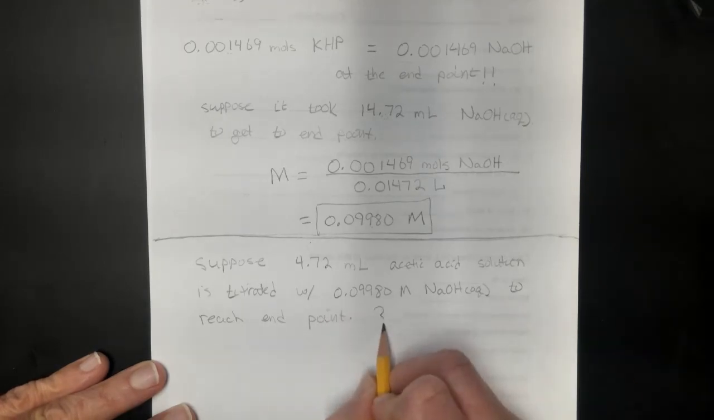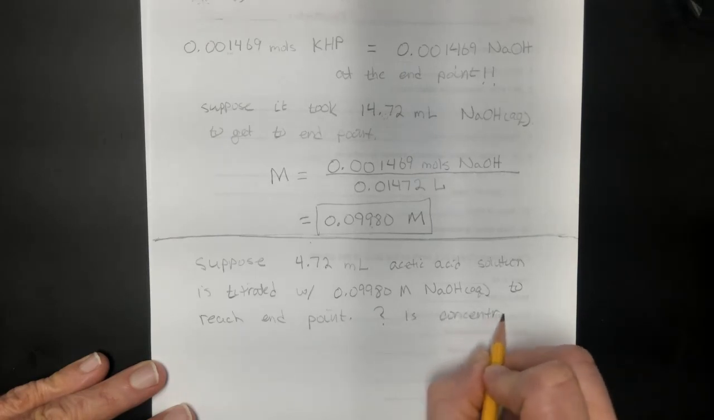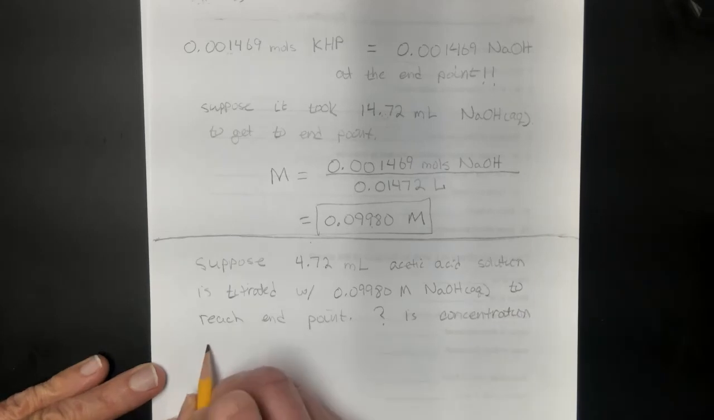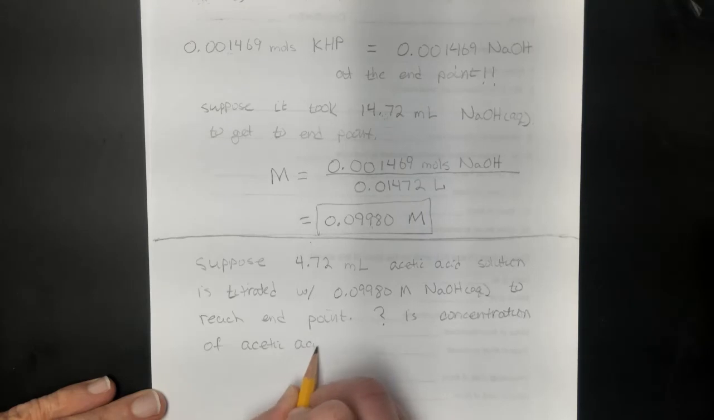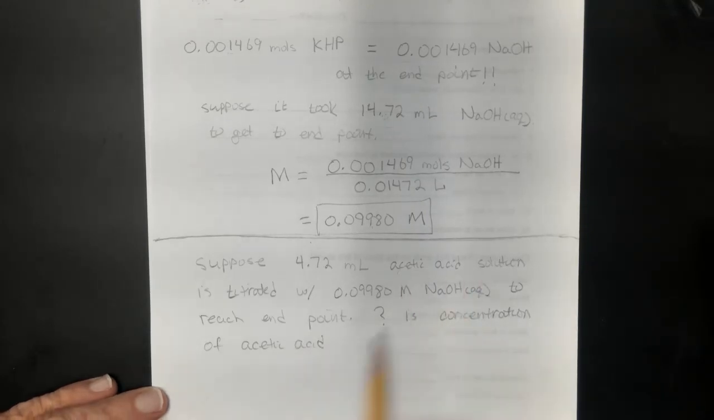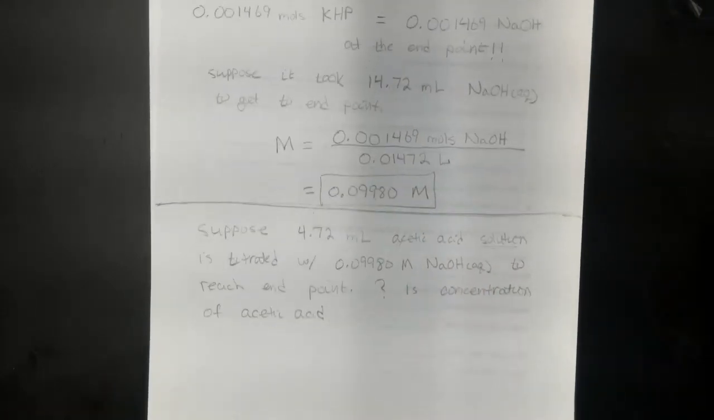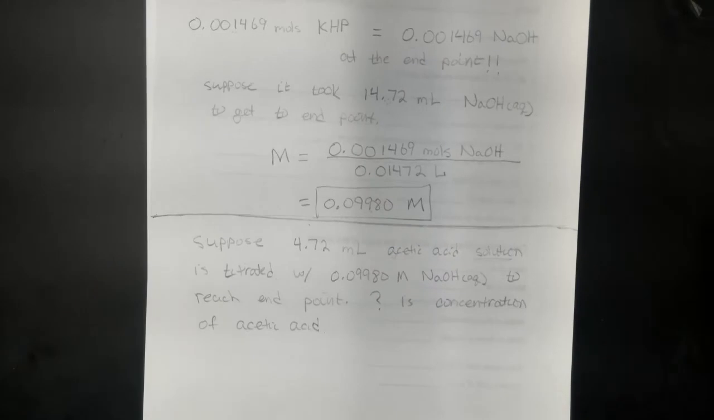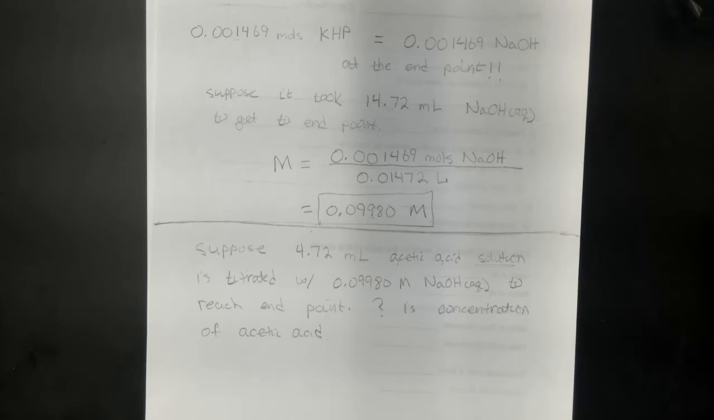Question: what is the concentration of acetic acid? Right. What is the concentration of acetic acid in this solution? That's what we have to do. And again, the same principle applies. At the endpoint, the moles of sodium hydroxide we added equals the moles of acetic acid that were originally present in this solution up here. Okay. So let's calculate the moles of sodium hydroxide we added.